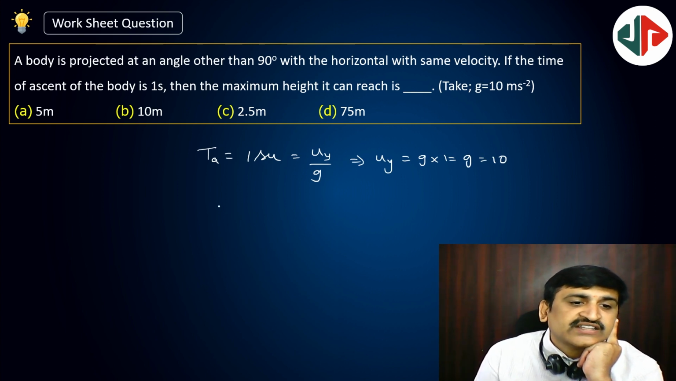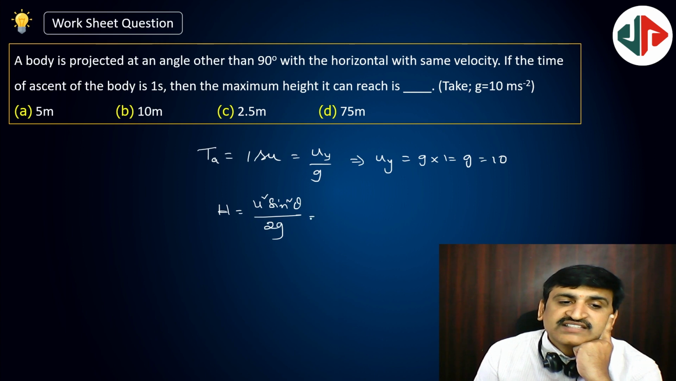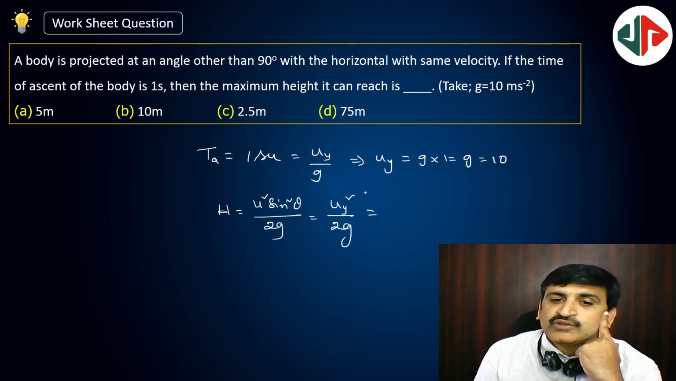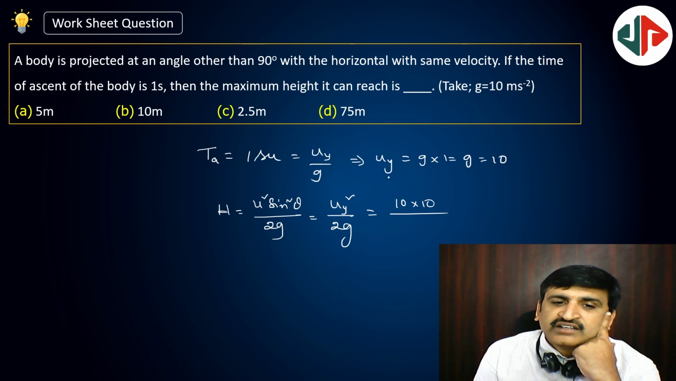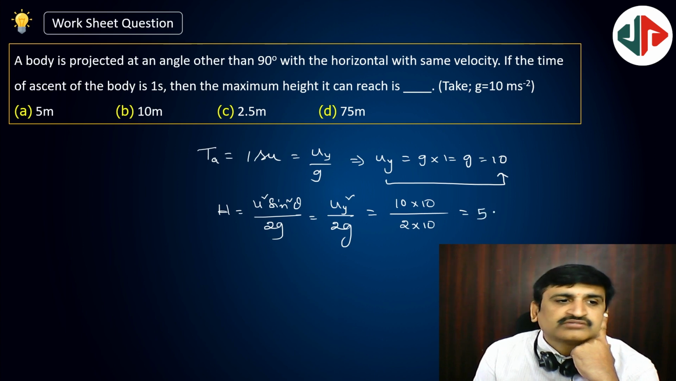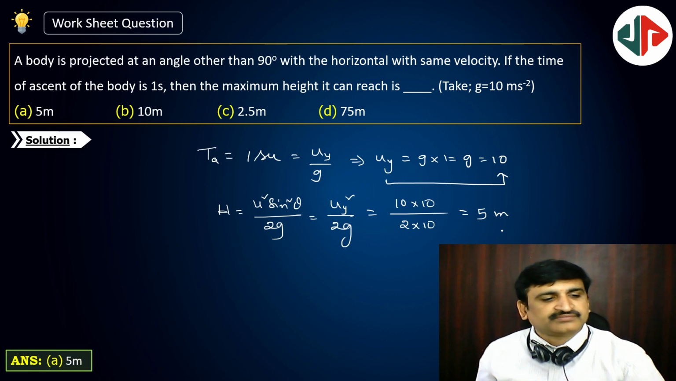Next, maximum height is equal to u square sine square theta by 2g. This is nothing but uy square by 2g. Uy I got as 10, so 10 into 10 by 2 into 10. So the answer is 5. Next.